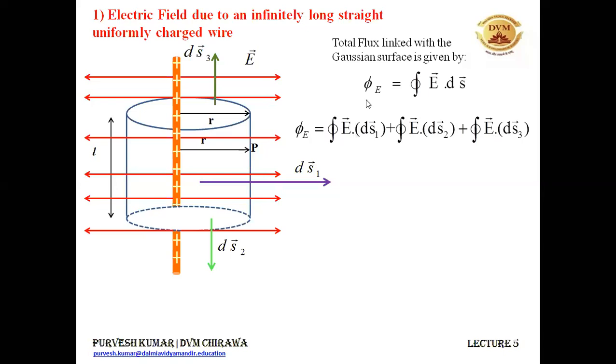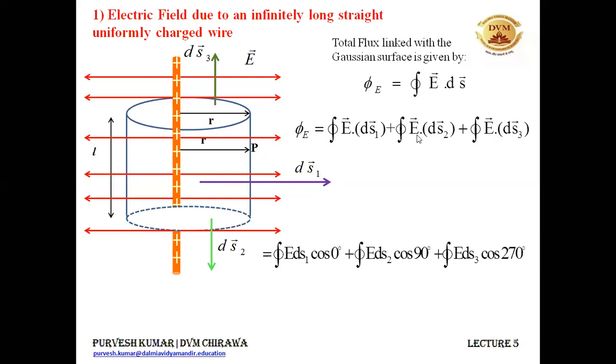See, after this, you need to write this. Say, here it is. Come over here. So that is equal to E ds1 cos 0. Why? Because the electric field and the area vector are along the same direction. That's why the angle between the electric field and the area vector ds1 is 0 degrees. That's why I have written cos 0.